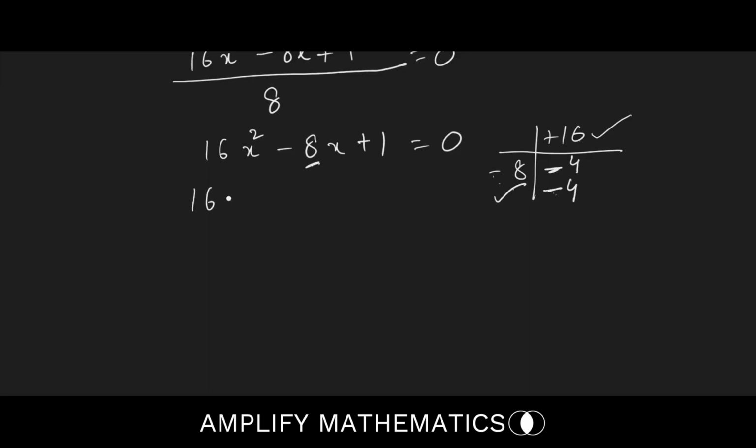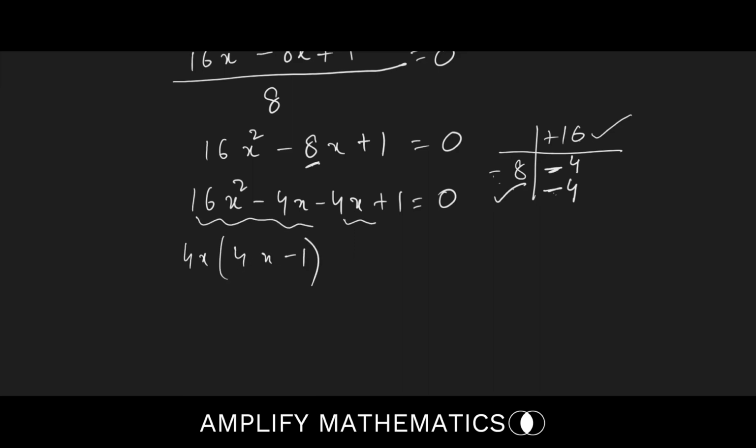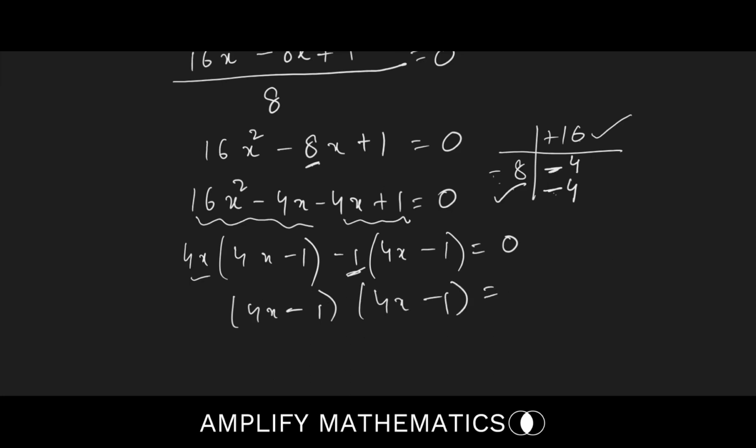Okay. Now write minus 8x as minus 4x minus 4x plus 1 is equal to 0. And let's take 4x as common from the first two terms and we get 4x minus 1. And let's take minus 1 common from the last two terms. This is this. And we get 4x minus 1 as common. Again, the other bracket is also 4x minus 1 is equal to 0.